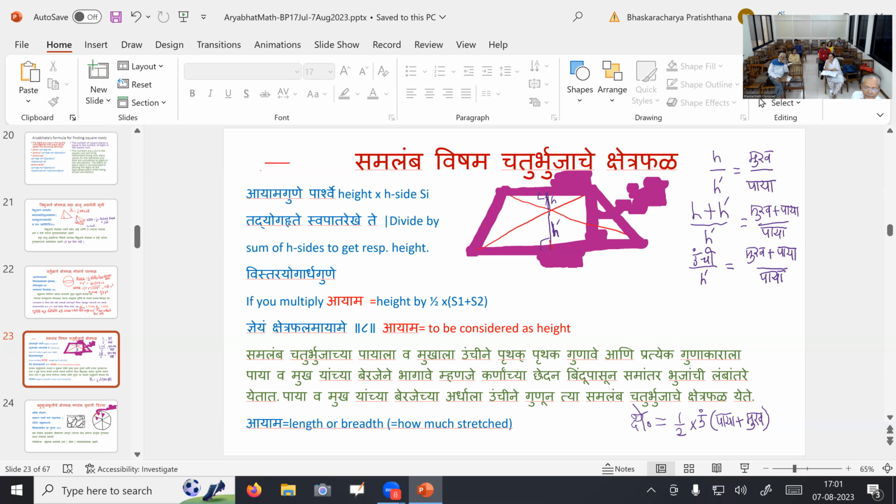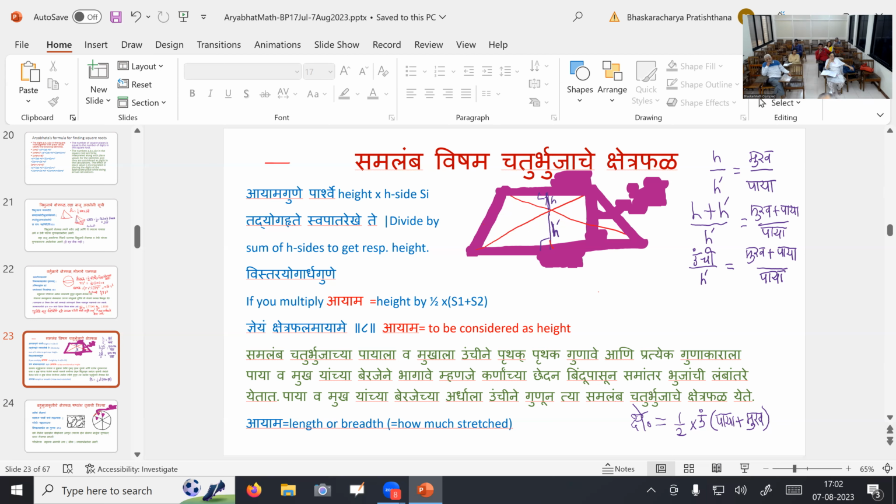Ayama gune parshve. So parshva is to be understood as this side or this side, these two sides which are parallel sides. You multiply these sides respectively by the height separately. Base and mukha, this and this you multiply by the height separately, and then you divide by the sum of base and top. If you do that, then you get the two heights h and h dash.